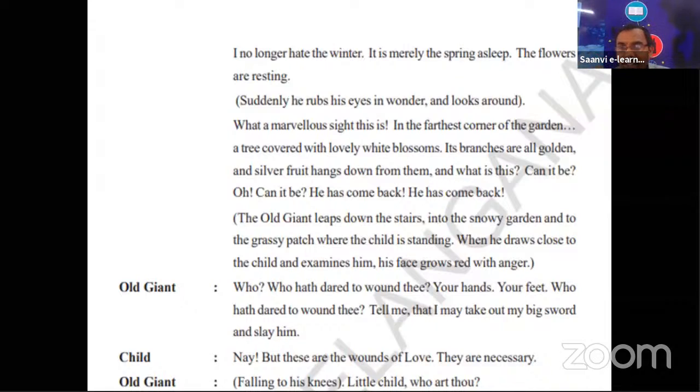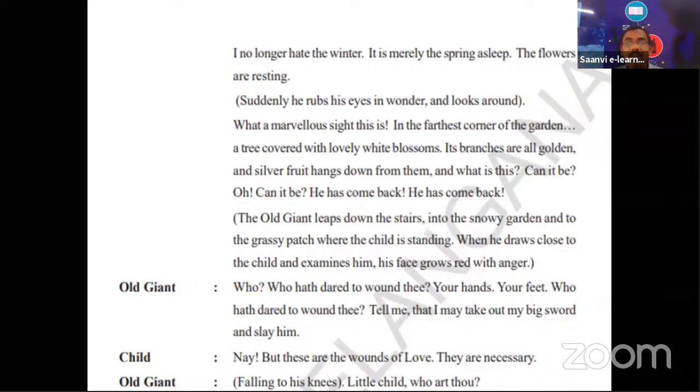And what is this? Can it be? He has come back. Who has come back? The spring or the little boy? If the giant is so much surprised here, he exclaimed in the beginning, what a marvelous sight this is. So it might be the child. It might be the little boy. The tiny boy might have come back. See, he has come back.